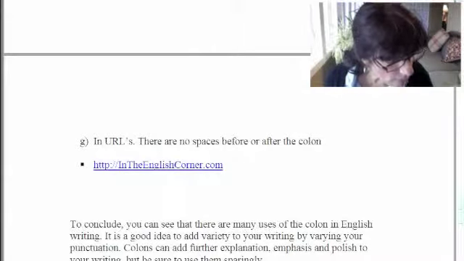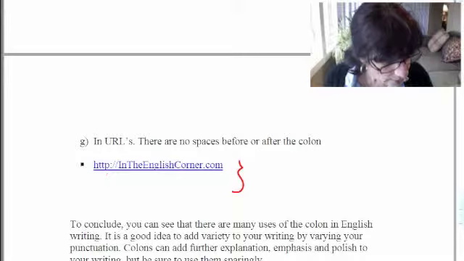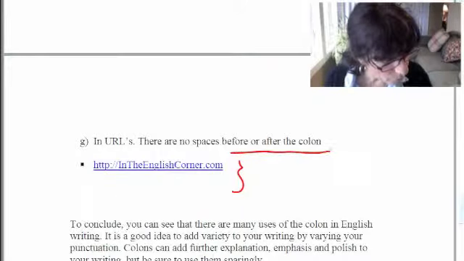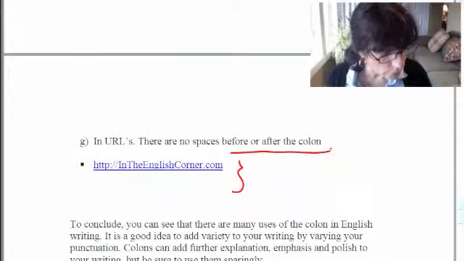There are no spaces before or after the colon. And in this example, and this is a URL, http://InTheEnglishCorner.com. So no spaces before or after the colon.